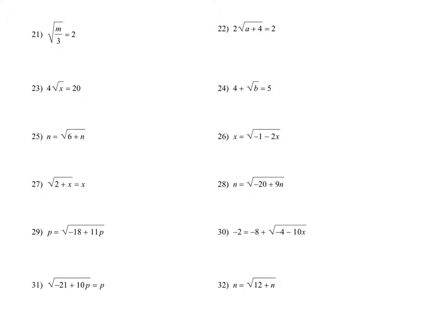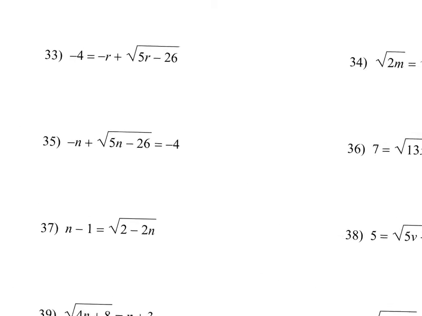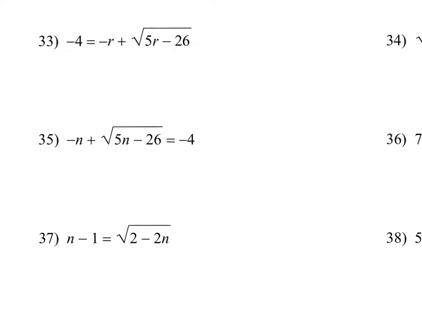Let's go on. The next example we're going to do is number 33. So let's go down to number 33 here. I'm going to make this a little bit bigger. We're going to do this one right here. Now, this one gets a little trickier. We've got to isolate the radical.